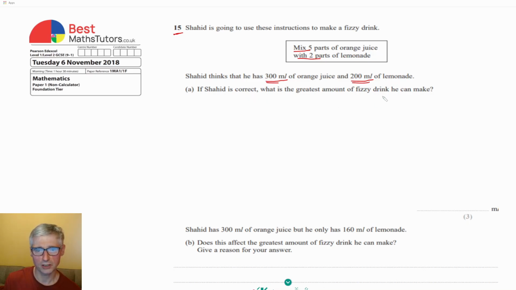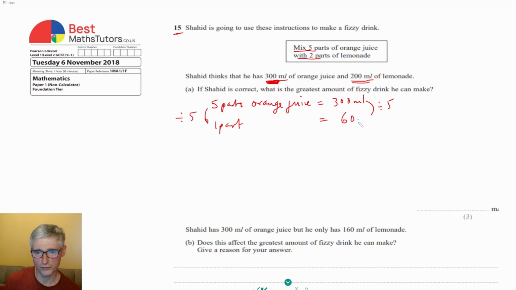If he's making a fizzy drink, he's either going to run out of orange juice first or he's going to run out of lemonade first. So I'm going to assume he's going to use, first of all, the orange juice. So if that's the case, that means he's going to use 5 parts of orange juice, and that's going to equal 300 millilitres. So we need to find out what 1 part would be. We'd have to divide by 5 to get 1 part, and that would equal 300 millilitres divided by 5, which would give us 60 millilitres. So 1 part is equal to 60 millilitres.